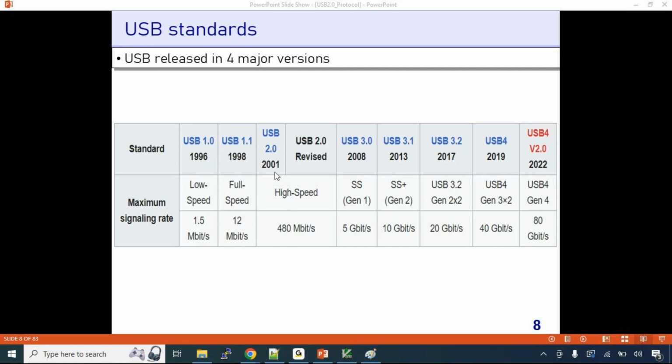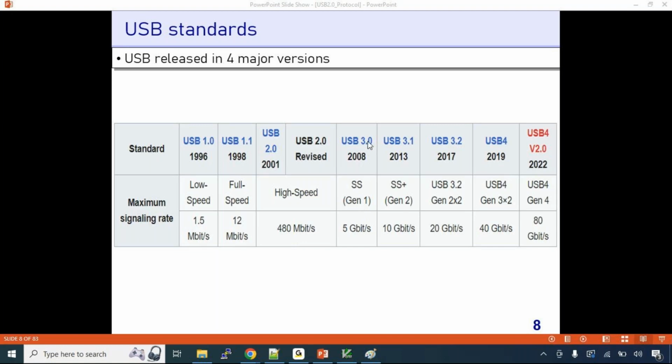Full speed refers to 12 megabits per second. Then in 2001, they released USB 2.0, which supports high speed, 480 megabits per second. Around the same time, they released a revised standard of USB 2.0, but both of them are the same. They still work at 480 megabits per second. Seven years after that, in 2008, they released USB 3.0, which supports super speed, and it is Gen 1, super speed Gen 1.